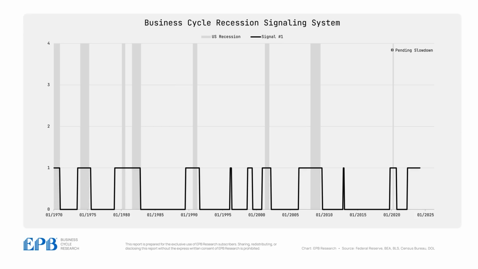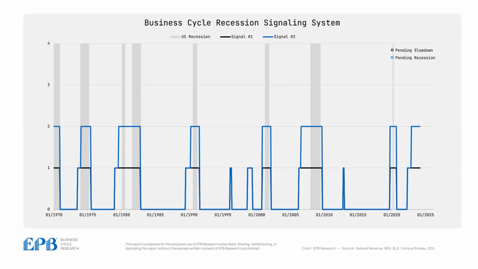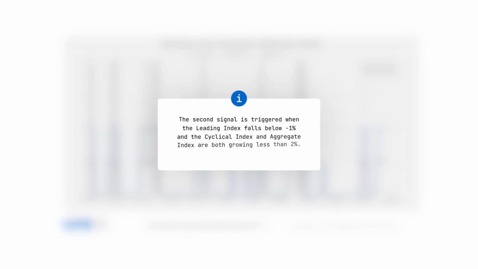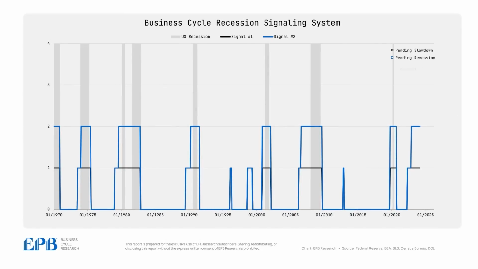After the leading index warns you of below trend growth, the next signal defines actually arriving at that below trend growth. The second signal, or pending recession, is triggered when the leading index falls below -1% and the cyclical index and aggregate index are both growing less than 2%. This signal tells us that the economy is currently growing below trend, with both indexes that measure employment and growth less than 2%, while the most forward-looking measure, the leading index, is contracting. This chart shows the periods when the pending recession signal was triggered.